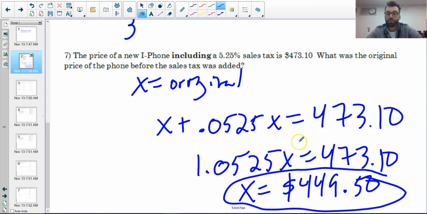Notice how my original price is smaller than my final price. That should be true. If I'm including sales tax, my number should grow. Think about if you're shopping and you have a discount. If there's a discount, my price will get smaller. If it's sales tax, everything that you buy has sales tax. If I have a price that's $449, if I add the sales tax to it, that price is going to increase. So that's how you know my original price should be smaller than my final price.